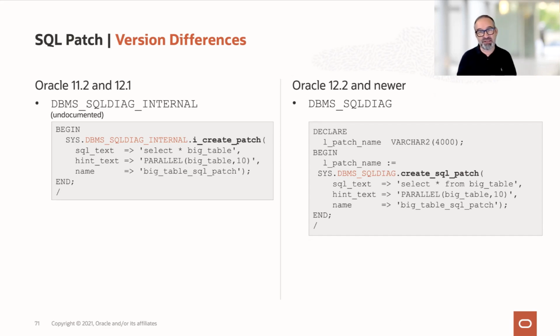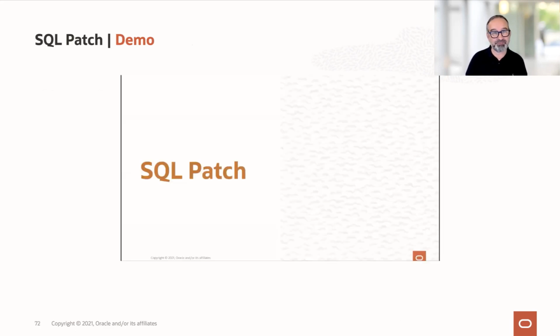So what do we pass on? We pass on the SQL text or an ID, the hint we would like to add, and we give the SQL patch a name. That's basically how it works. And let me show you this in a quick demo because this is more obvious.